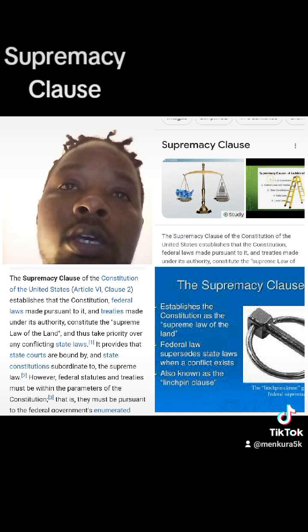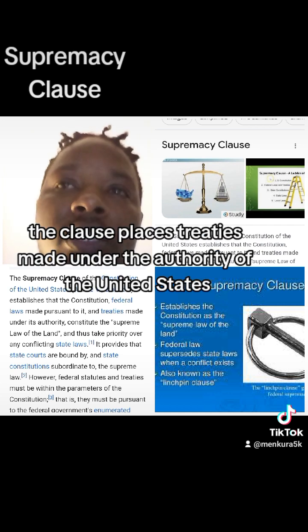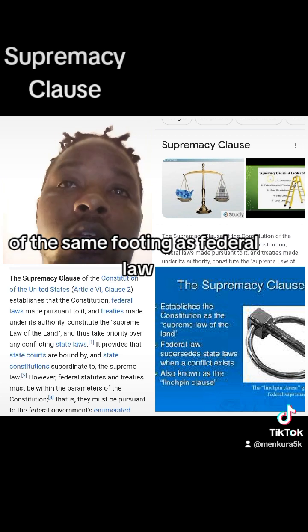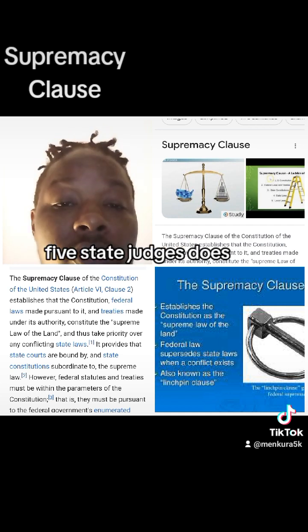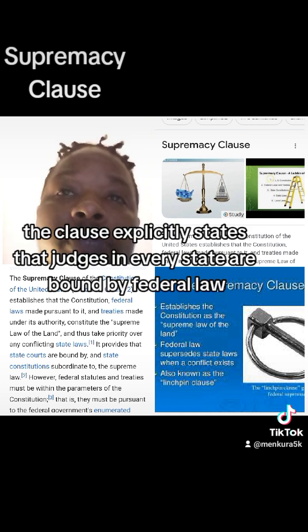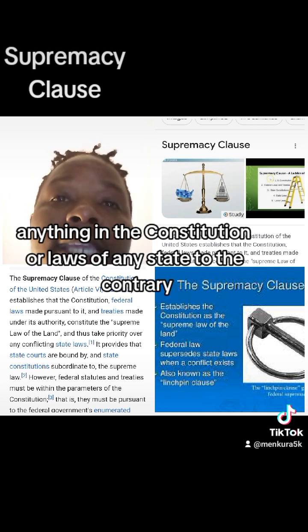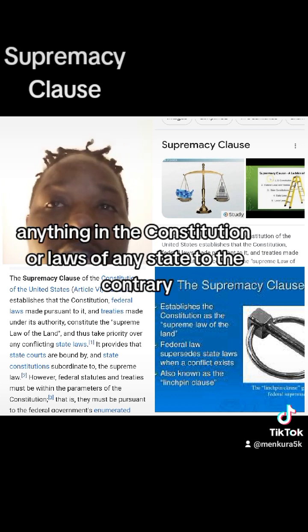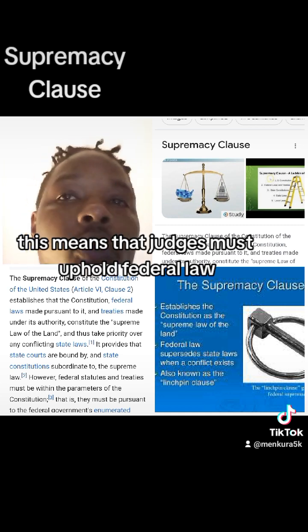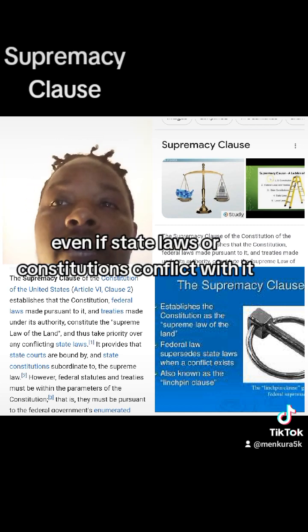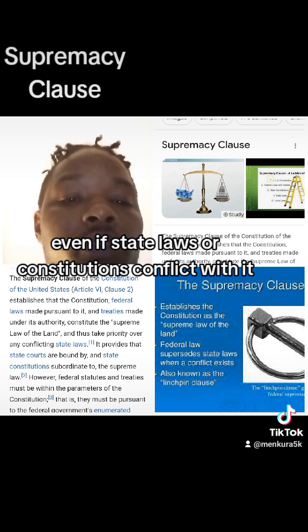4, treaties. The clause places treaties made under the authority of the United States on the same footing as federal law, meaning that they too take precedence over state laws. 5, state judges. The clause explicitly states that judges in every state are bound by federal law, anything in the Constitution or laws of any state to the contrary notwithstanding. This means that judges must uphold federal law even if state laws or constitutions conflict with it.